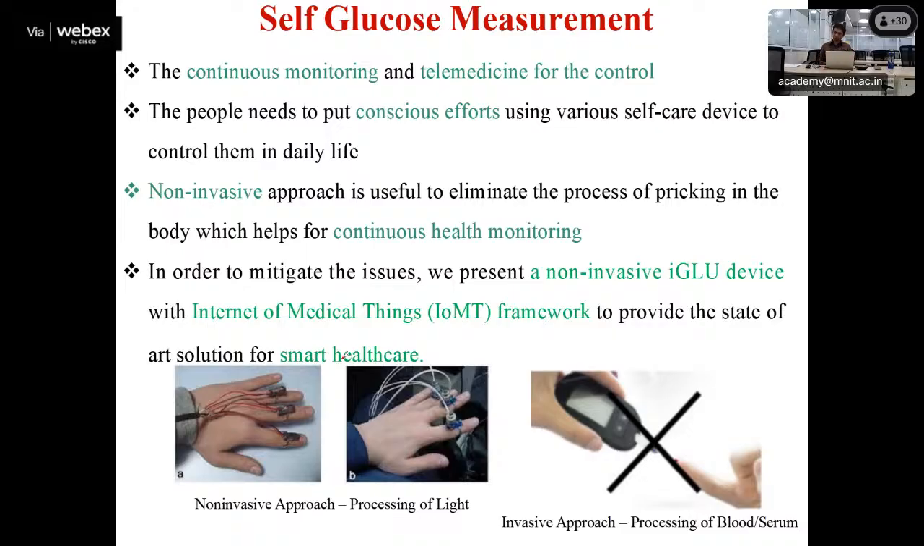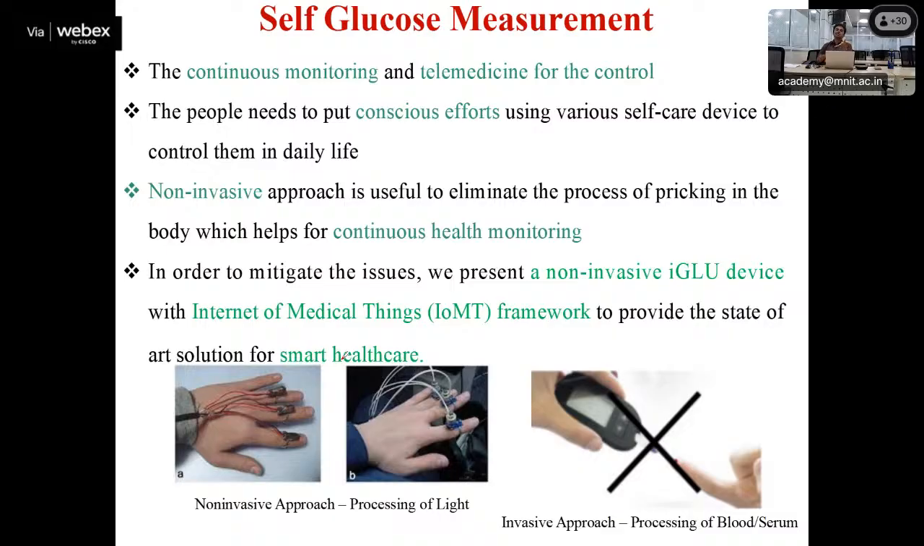the blood glucose value. The good thing is this device, which we term the iGlu, intelligent glucometer, is also connected through an IoMT. Whatever data is collected from a sensor is stored in the cloud as soon as possible. So it is something like that.